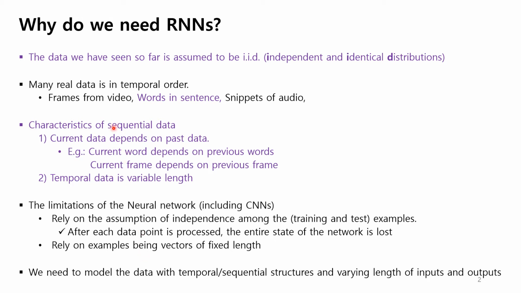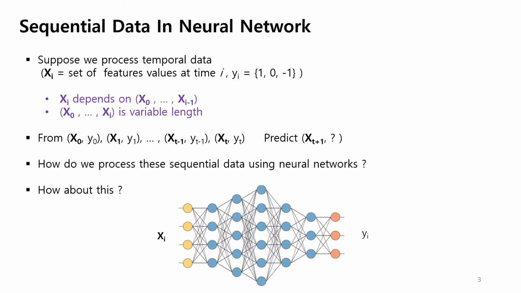So to process sequential data, we need a new model with sequential structure, and which can also process variable length data. RNN is one such model. Suppose we have sequential data xi, where i is the time step i. Because this is sequential data, xi depends on the past data x0 to xi minus 1. So that's the first characteristic of sequential data.